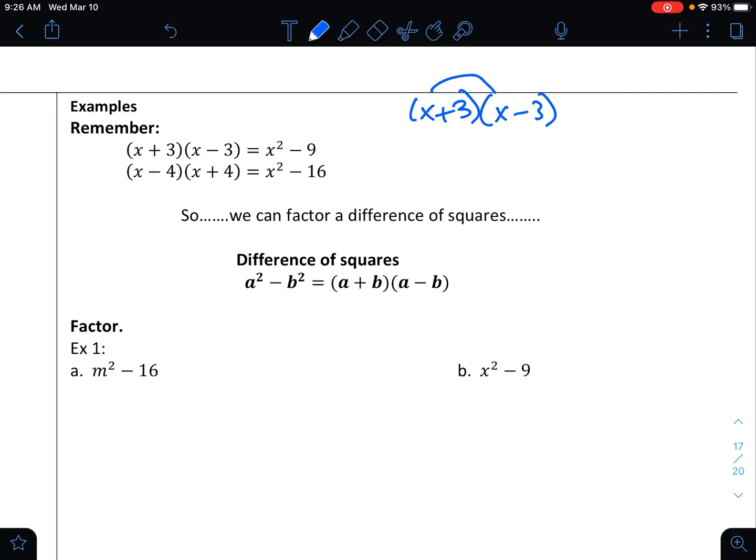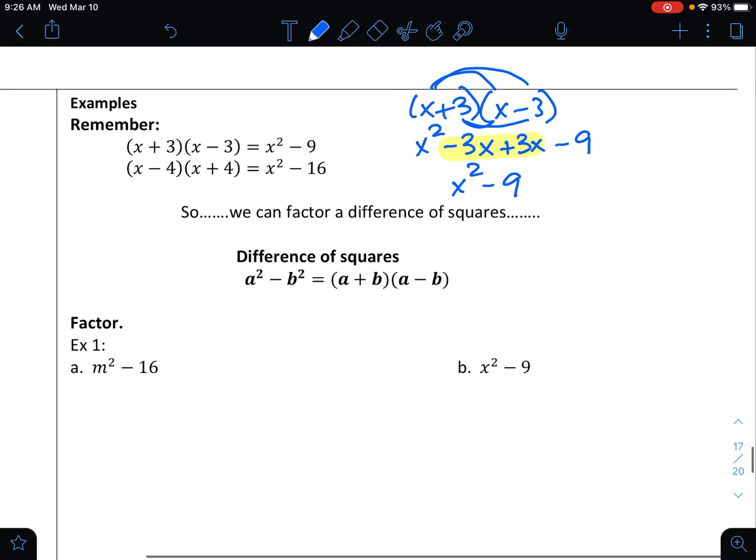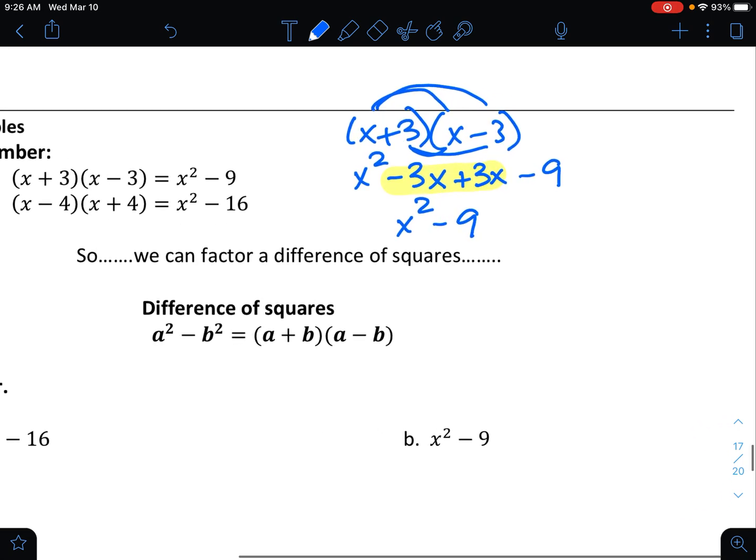I'm going to multiply x times x and get x squared. X times negative 3 gives me negative 3x. 3 times x gives me plus 3x. 3 times negative 3 gives me minus 9. Then when I combine my terms, negative 3 plus 3 is 0. So those disappear. They drop out because 0 is not necessary to be written, and we get x squared minus 9. Okay, let's do the other one over here to the side.